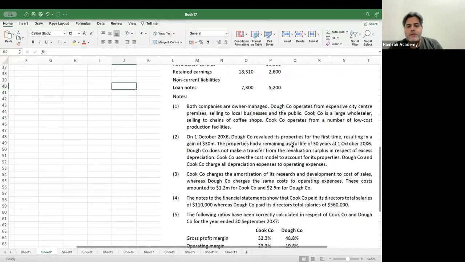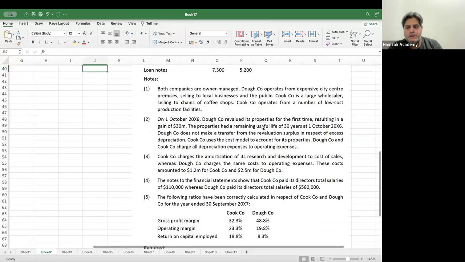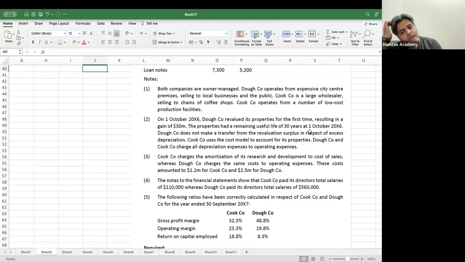Okay. So we have point number 2 over here, and we have the revaluation as well. On 1st October, the Dow company revalued its properties for the first time, resulting in a gain of 30 million. The properties had a remaining life of 30 years at 1st October. Dow company does not make a transfer from the revaluation surplus in respect of excess depreciation. Dow company uses the cost model to account for its properties. Dow company and Cook company charge all depreciation to the operating expenses.